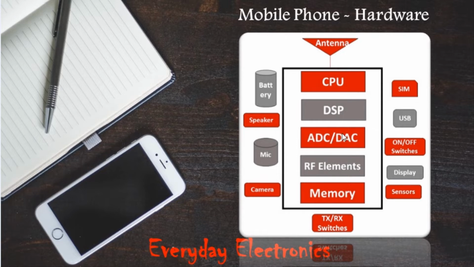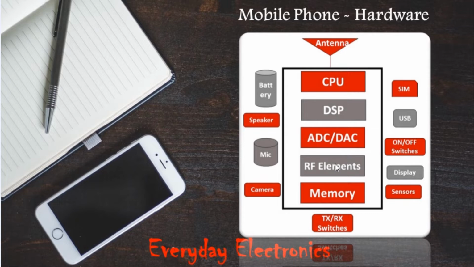Now regarding the converters, that is ADC and DAC, we know that real-time signals are analog in nature, that is sound signal or image signal like that, and the processing has to be done in the digital domain. So there comes the importance of the analog to digital and digital to analog converters.